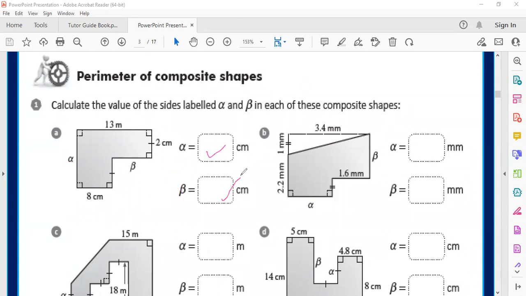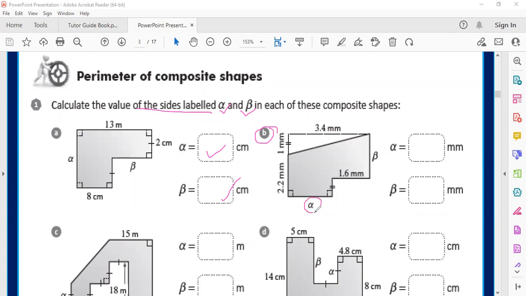Okay, you have done this, you have done this. The question didn't ask to find perimeter. It only asked you to find the sides labeled alpha and beta. Now go to B. We just want to train our mind to find out these sides that we don't know.